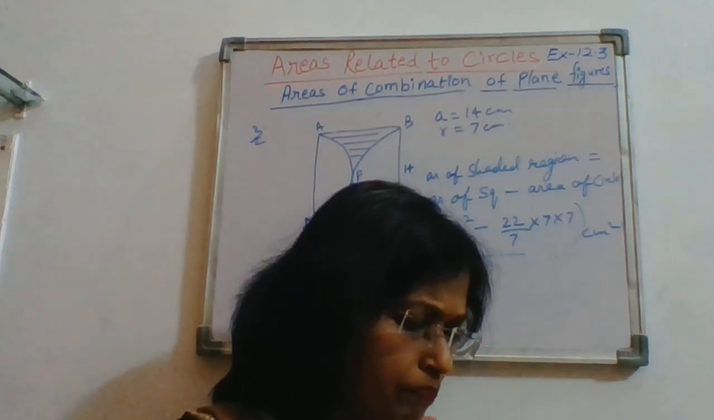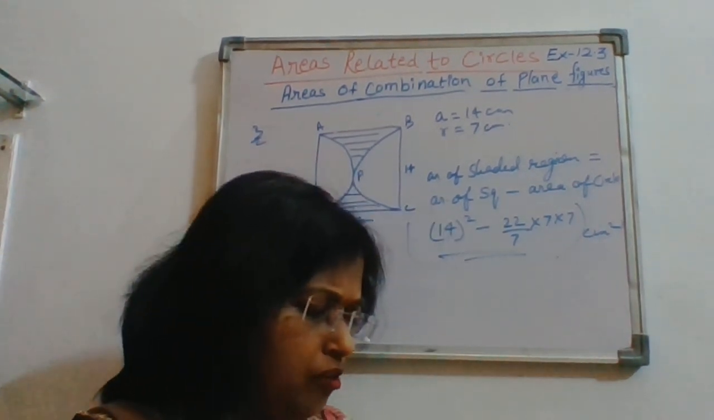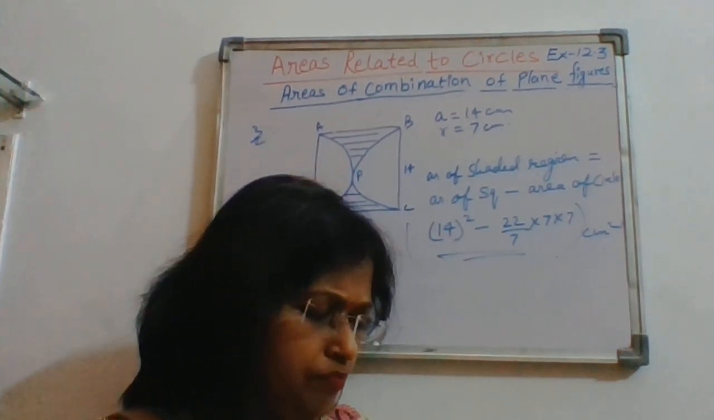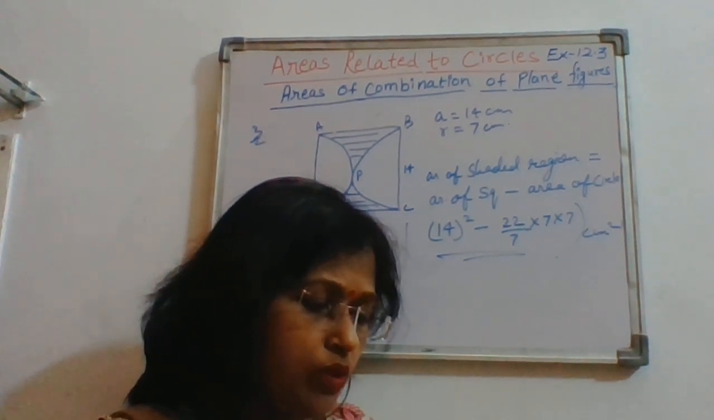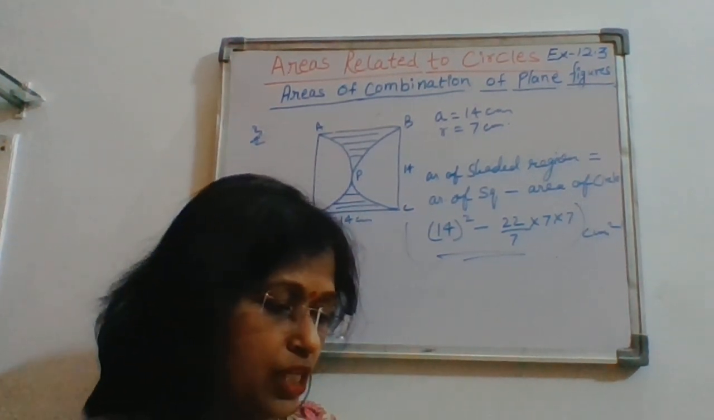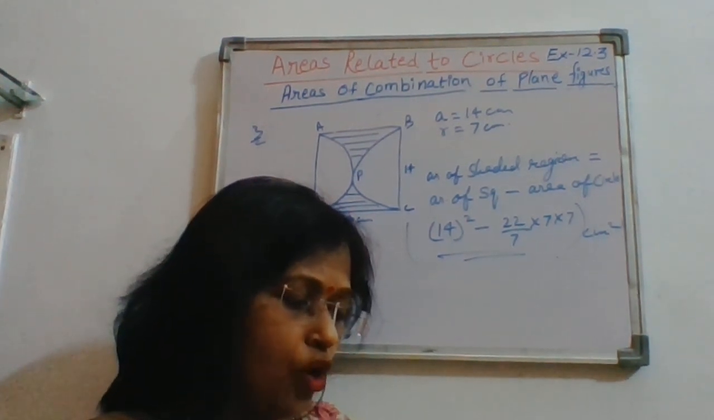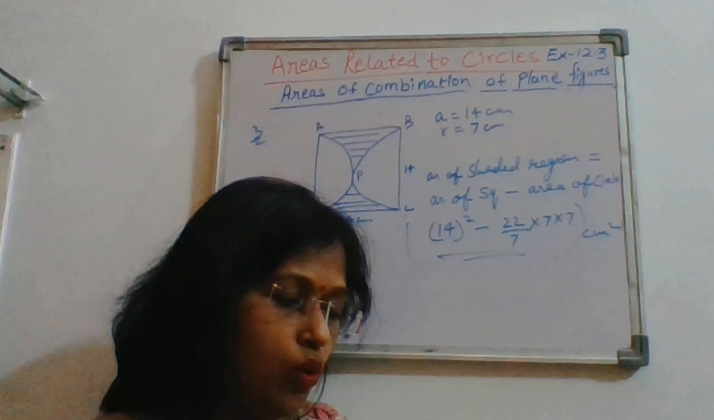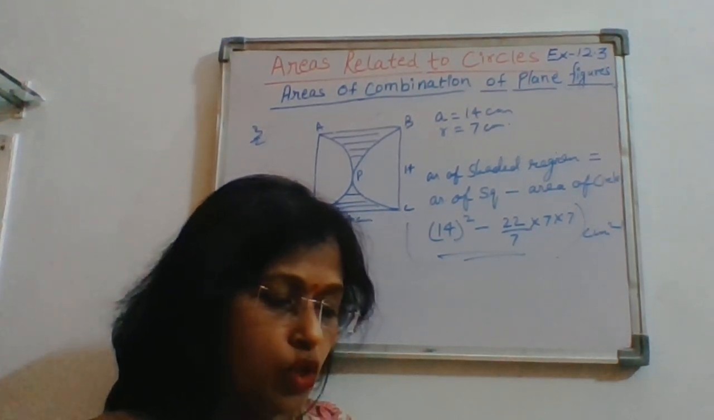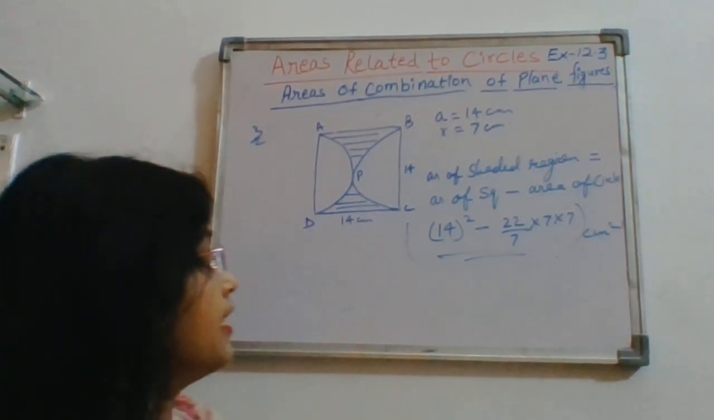Now see the next question 4. Find the area of the shaded region where a circular arc of radius 6 centimeter has been drawn with vertex O of an equilateral triangle OAB of side 12 centimeter as center.